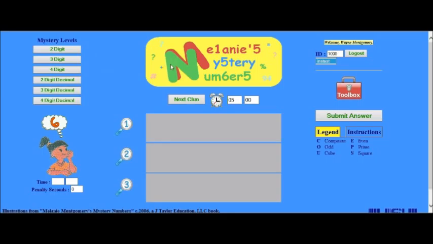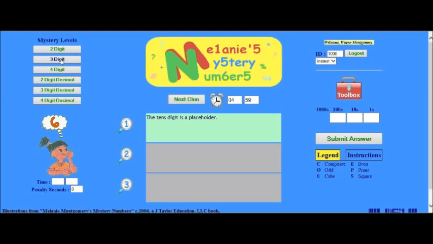To initiate generation of a problem, a mystery level is selected. We're going to take 3-digit. A question is then randomly generated, and the first clue is displayed. And the student may attempt to determine the answer or request another clue. In this case, it says the 10's digit is a placeholder. We happen to know that the only digit that's considered a placeholder is 0. So we can put that in right away.